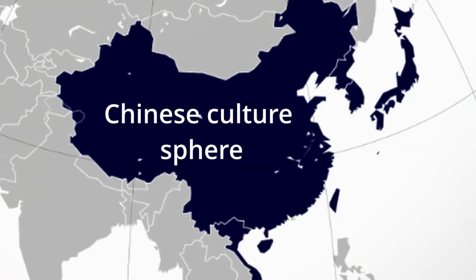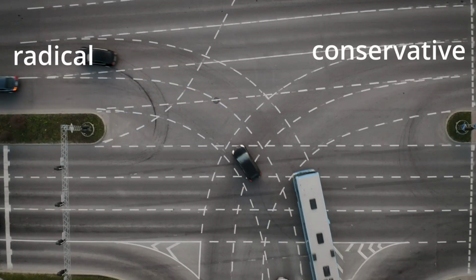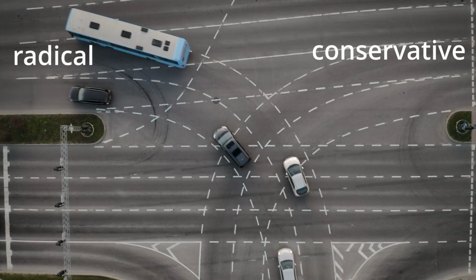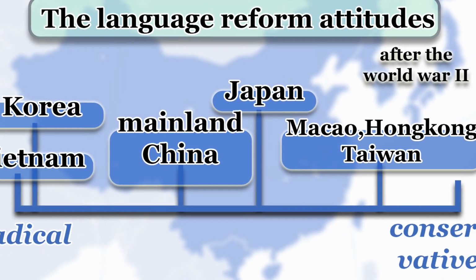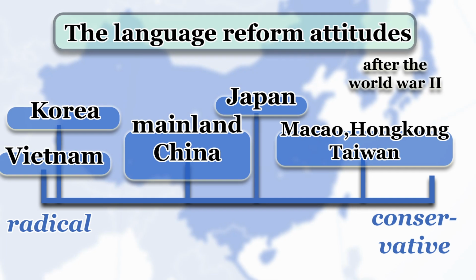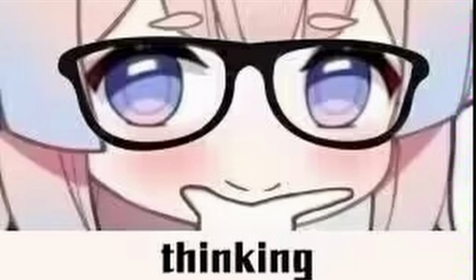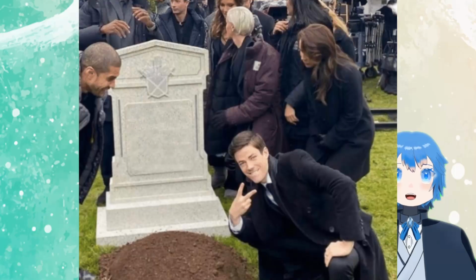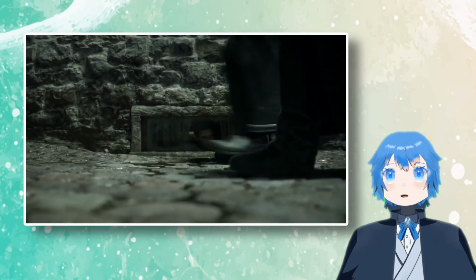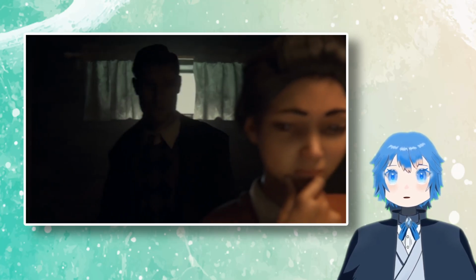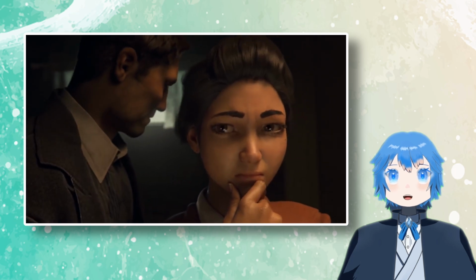In the Chinese cultural sphere, if we put the most radical one at one side and the most conservative at the other side, it will look like this. The most radical ones are, of course, Korea and Vietnam. They both abolished the Chinese characters. After World War II, they had a discussion about restoring them, but the answer was nope. Nowadays, Korea uses Chinese characters only in ID cards, and Vietnam abolished them completely.